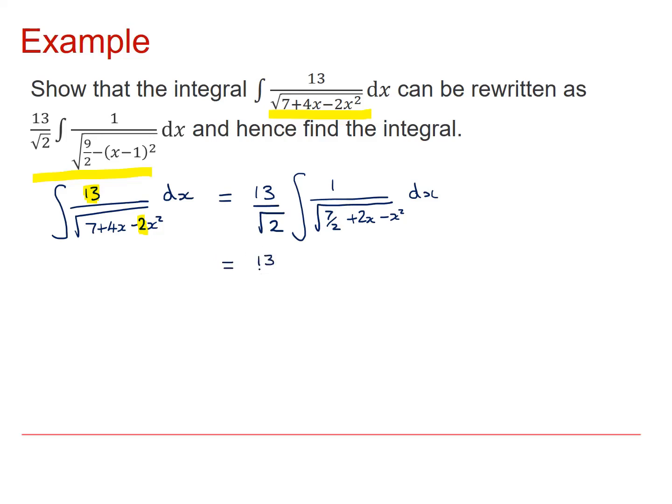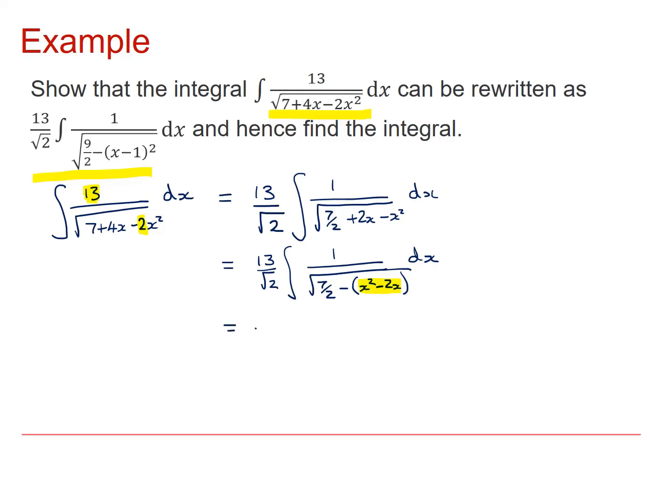Now, I'm just going to rewrite the bottom line there so that I get a minus x squared minus 2x inside that bracket. You'll see why in a second. Just make sure you understand why it's a minus 2x. And now, this thing in here, I'm going to complete the square on this. So you'll see what happens with that.